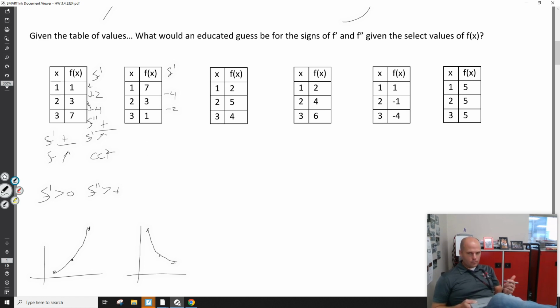So, honestly, this might be confusing to some of you, and this might be like easier for this one. My slopes are negative. My function is going down. My slopes are going up from -4 to -2. That means my second derivative must be positive, or the rate of change of the rate of change is positive. There you go. There's that positive. F is concave up. So answer is F prime is negative, F double prime is positive.